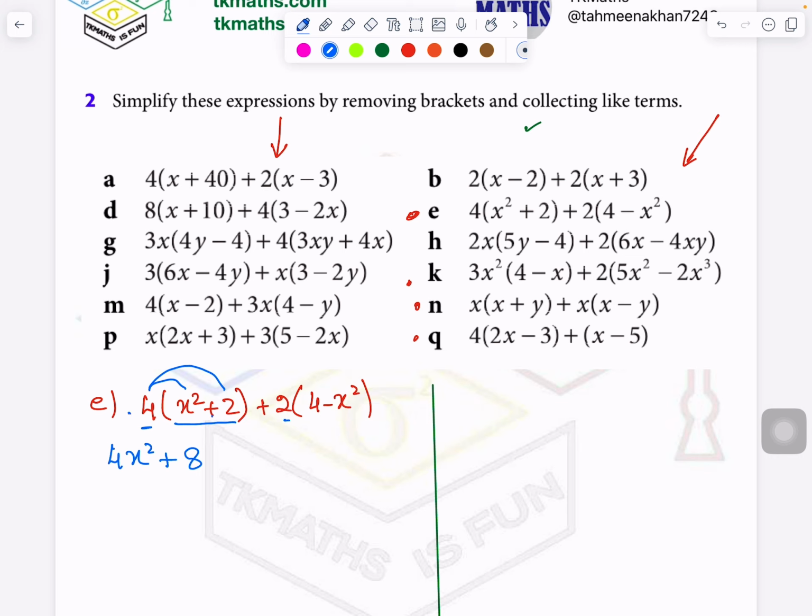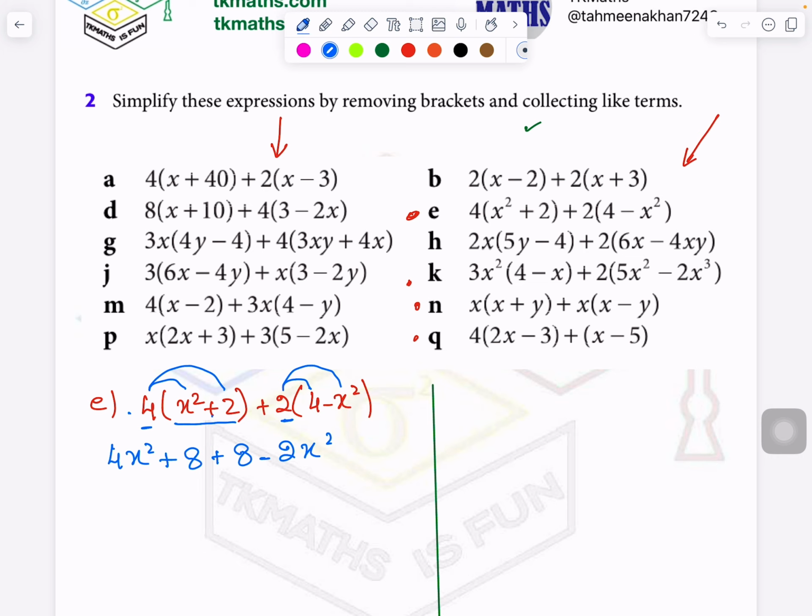And then this 2 will multiply by these terms only. Plus sign and it is plus sign here. So plus and plus is plus. 4 2 4s are 8. Here one sign is minus, outside the bracket it is plus. So it is minus 2x square because plus multiplied by minus is minus, right? So, oops, sorry, minus 2x square.